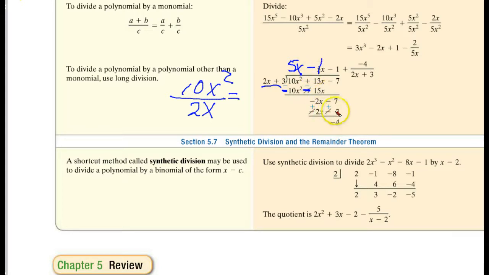But what do we do here? We subtract. So we have to make this negative a positive, this negative a positive, and then these cancel out, and we end up with a negative 4, which is our remainder over our divisor. And that's how you put it in MathLab. I'll clear it so you can see what they've done.